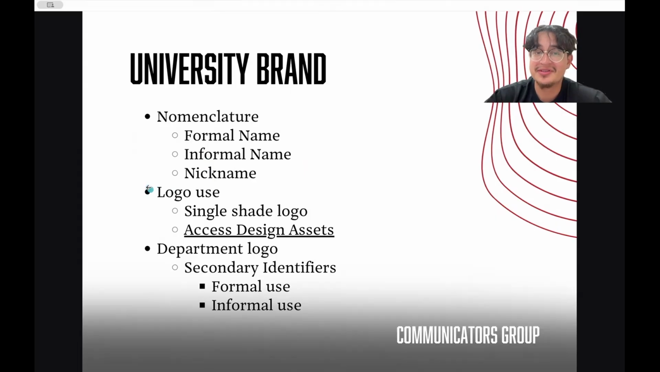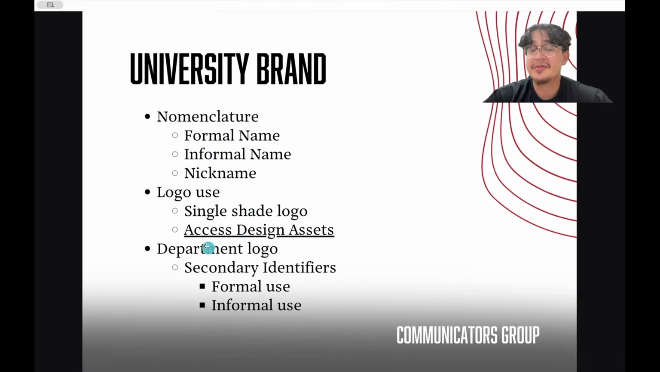Moving on to logo use. The Stan State Shield is a single shade logo. Fun fact, back then the Stan State Shield used to be two shades of red. But for more information about brand and logo guidelines, you can visit csustan.edu/brand.